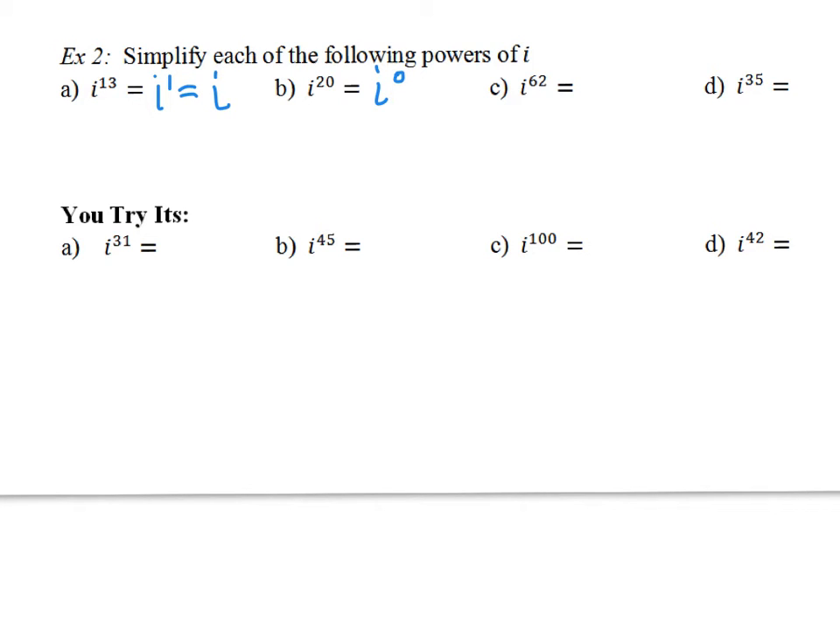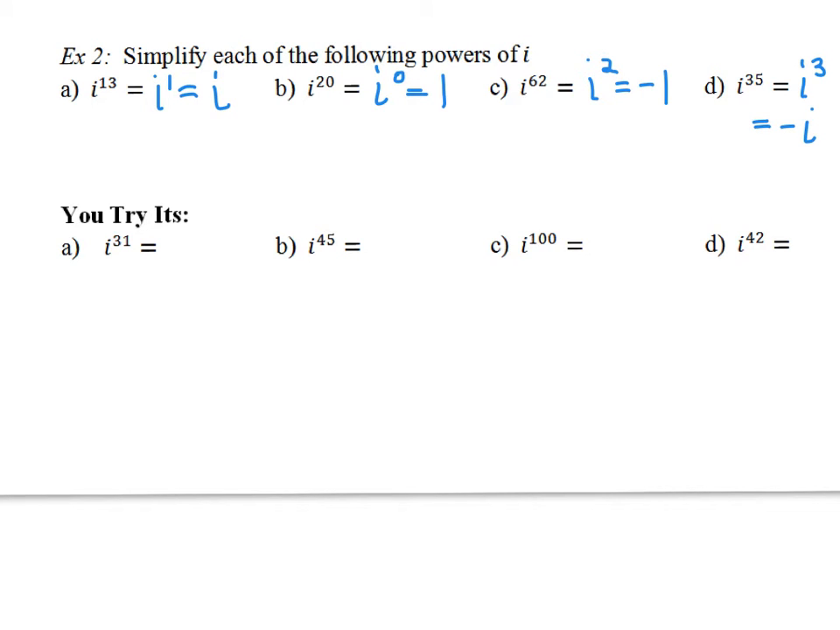I to the 20th should be the same answer as I to the 0. Let's think about that for a minute. What do 20 and 0 have in common? That gives me an answer of 1. I to the 62. Wow, would I have to count that out 62 times? Or could I notice that I to the 62 is the same as I to the second? Think about how I'm going to figure out what it's the same as. And that's going to give me a negative 1. I to the 35th, that's actually the same as I to the third, and I to the third is negative I.